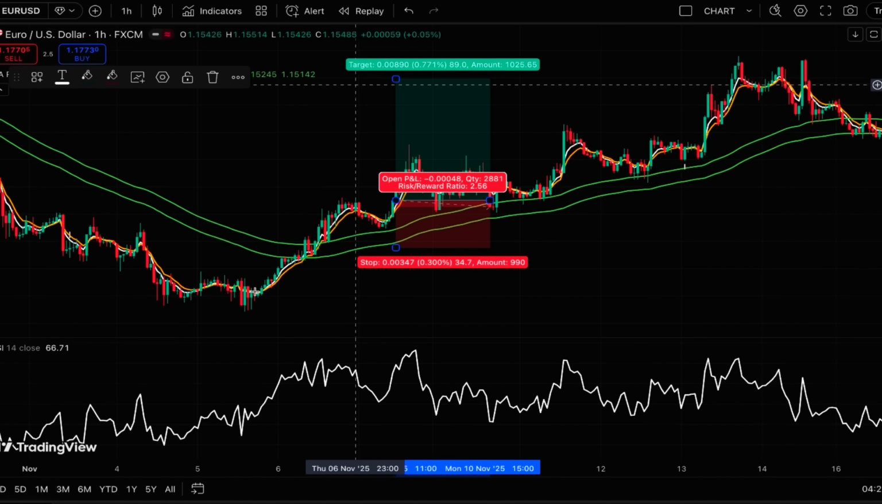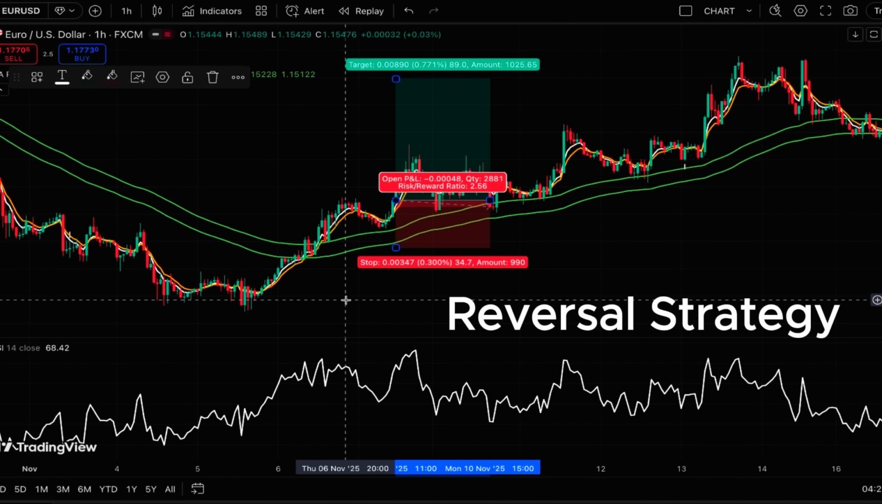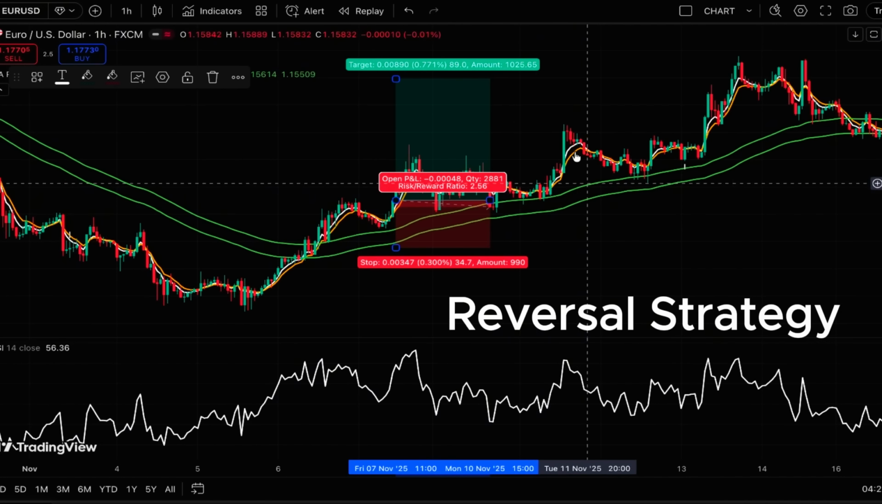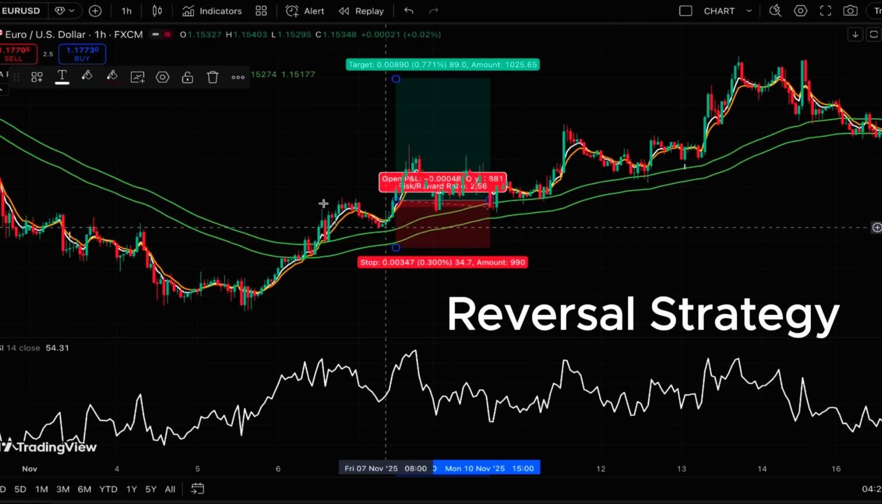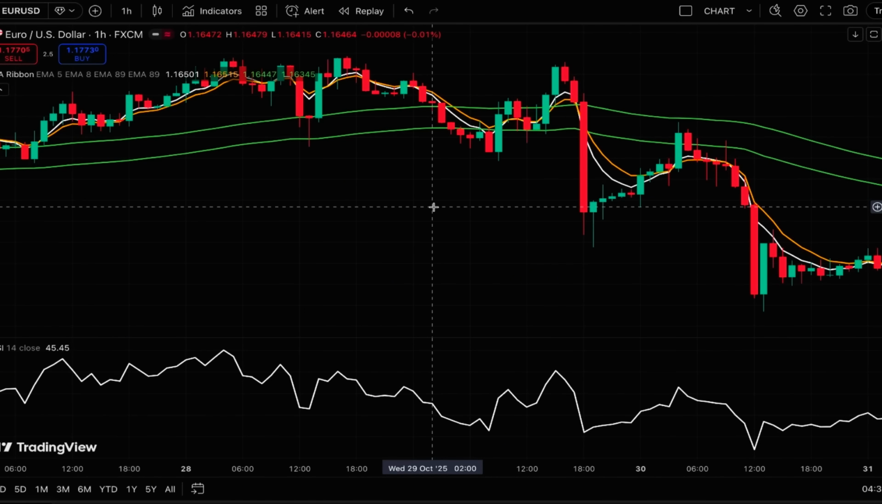Please pay attention that this is a reversal trading strategy, not a trend following strategy. So we don't enter a trade in the next pullbacks. In this trading strategy, we only focus on the first pullback after having the other conditions that I explained. Alright, now let me teach you a short position setup.